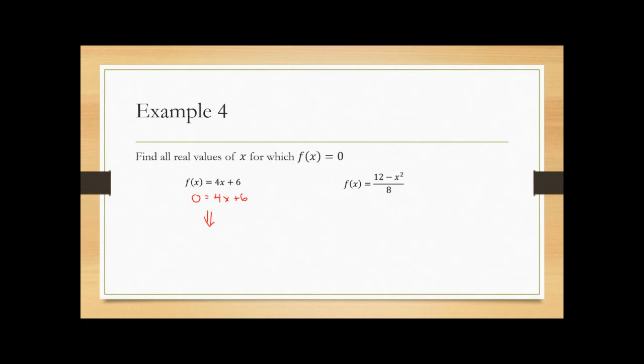So to solve it, we subtract 6 from both sides, and then you would divide by 4. So you would end up with negative 6 over 4, which then you would reduce, because you can divide both the top and the bottom by 2, and we get negative 3 over 2. And as long as it's not an imaginary number, that is your answer.